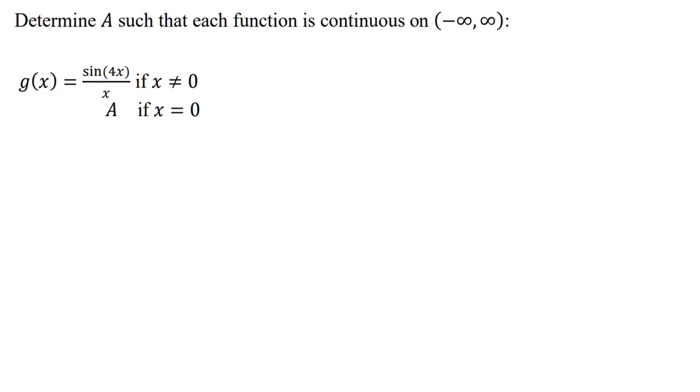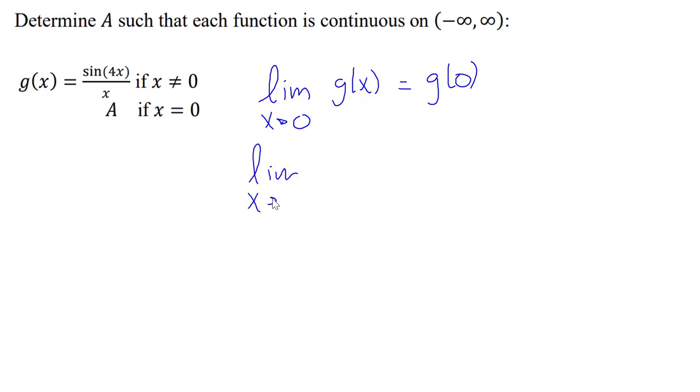This is the same basic type of problem, right? We just want to make it so that it matches up, so that the limit as x approaches 0 of g of x is equal to g of 0. Well, the limit as x approaches 0 of g of x is the limit as x approaches 0 of the sine of 4x over x. And g of 0 is just a.